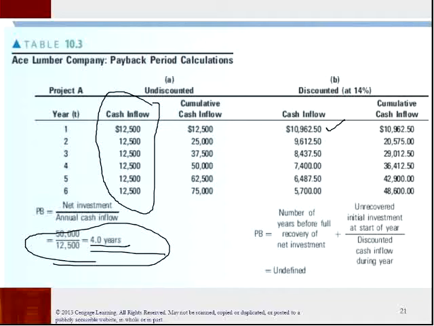I'll explain. In the first year, you're getting 12,500. Am I right? The present value of that cash flow at the cost of capital is 10,962. So you write cumulative cash inflow is 10,962. In the second year, you're getting 12,500 again. The present value of that at 14% is 9,612. Cumulative cash flow would be 10,962 plus 9,612 equals 2,575.